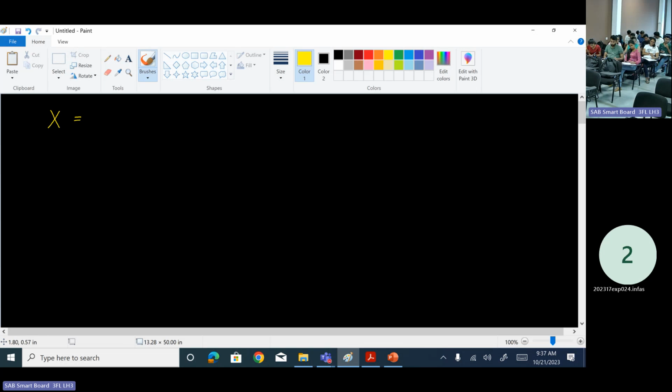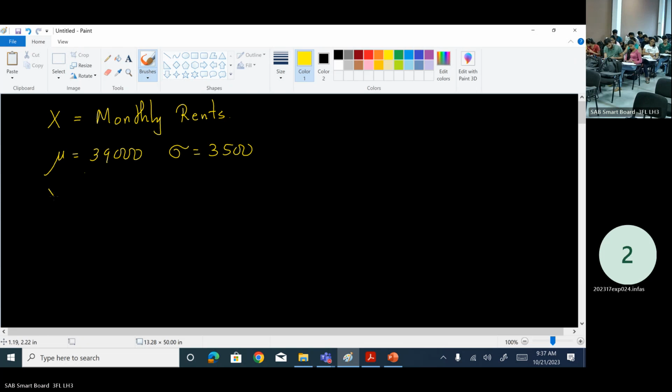So X is monthly rent. Mean value 39,000. Standard deviation 3,500. It is given that it is approximately normally distributed, so we take it as normally distributed.